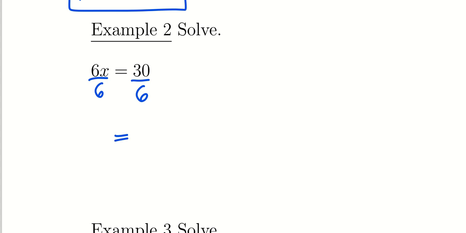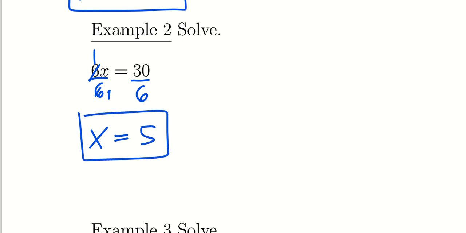When we divide both sides of this equation by 6, notice that the 6's cancel, leaving us with factors of 1. So we get 1x over 1, which is just x. And on the right-hand side, 30 divided by 6 will give us 5. So our solution is x equals 5.